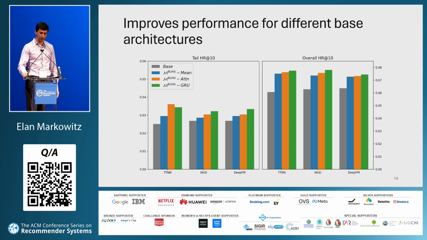So specifically, we see that maybe the GRU is actually the best overall, but it is a bit dataset dependent. And even though mean is very simple, we still see very good improvement, especially on the overall. There's a little more discrepancy in the tail distribution.